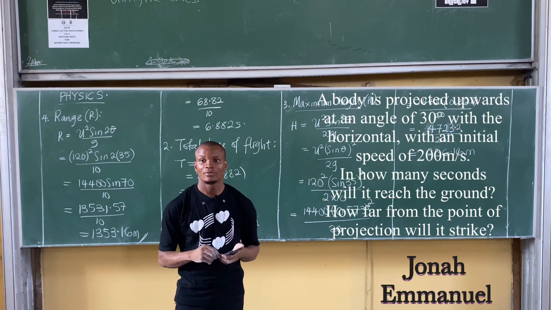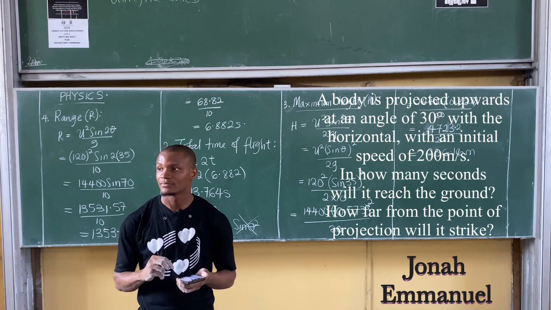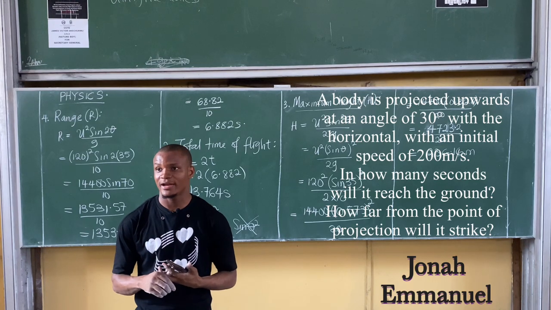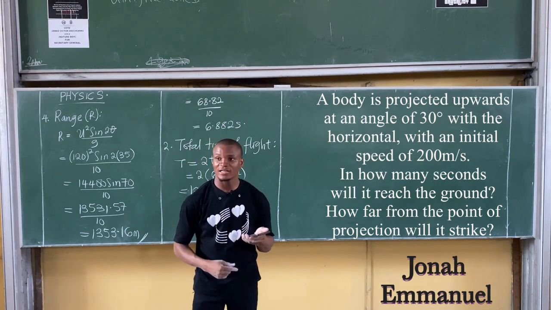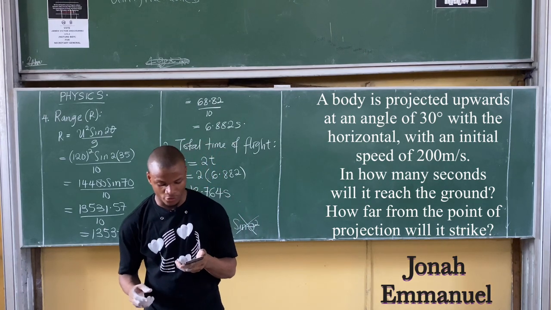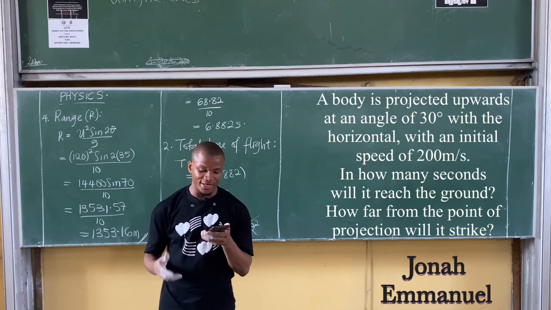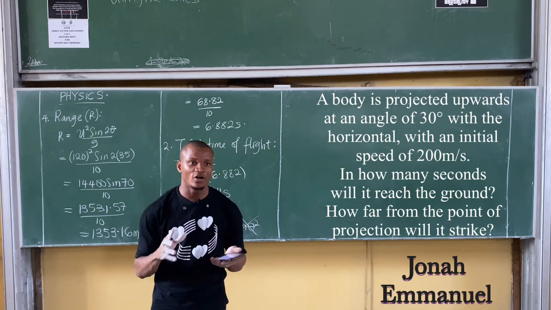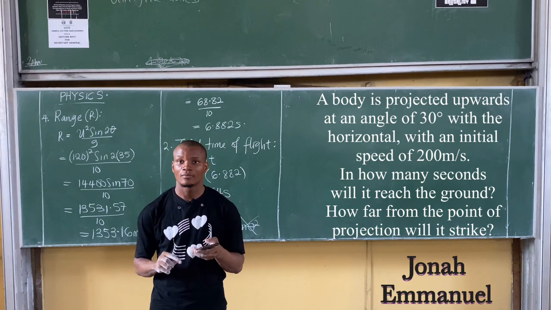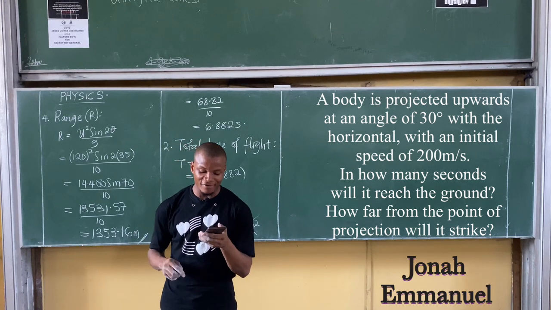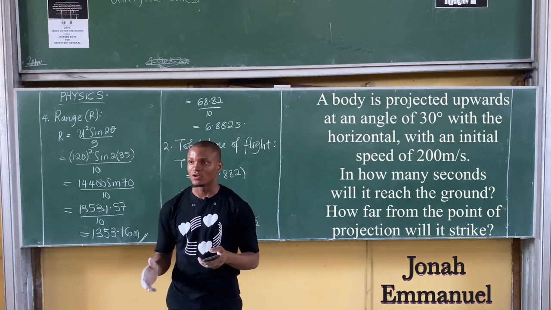A body is projected upwards at an angle of 30 degrees with the horizontal with an initial speed of 200 meters per second. Full stop. In how many seconds will it reach the ground? Question mark. How far from the point of projection will it strike? Question mark.